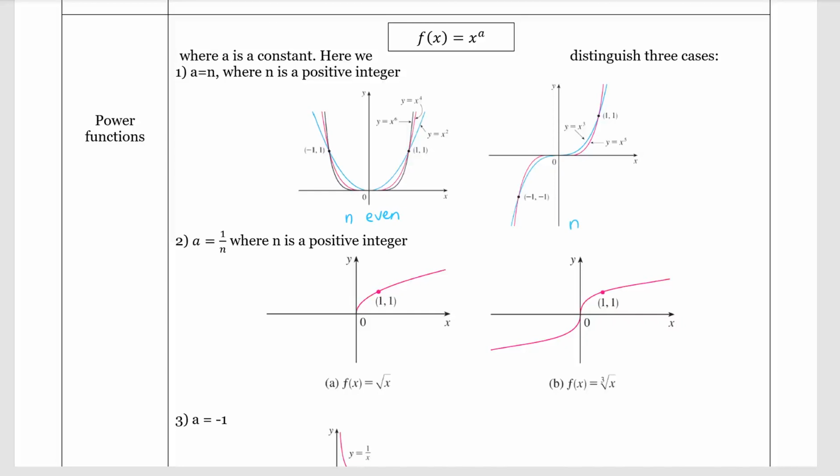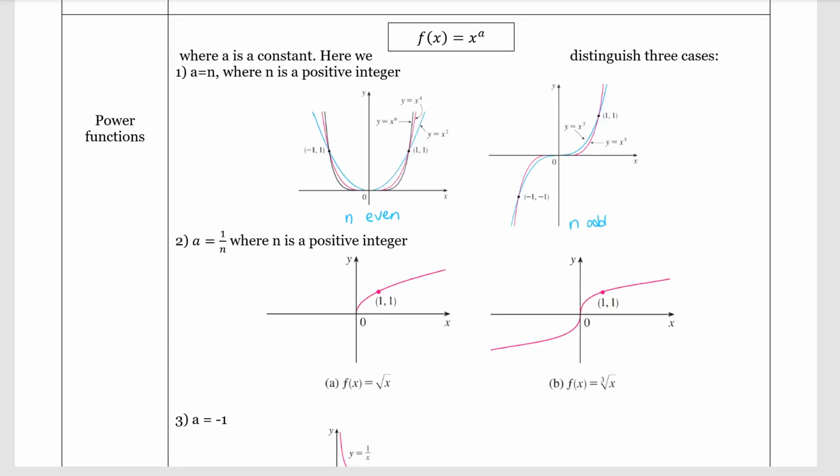When n is odd, see this picture? We have x to the 3rd and x to the 5th, and they look very similar. They all pass through (1, 1), (0, 0), and (-1, -1). When x is greater than 1, x to the 5th is above x to the 3rd. But when x is between 0 and 1, x to the 3rd is greater than x to the 5th.